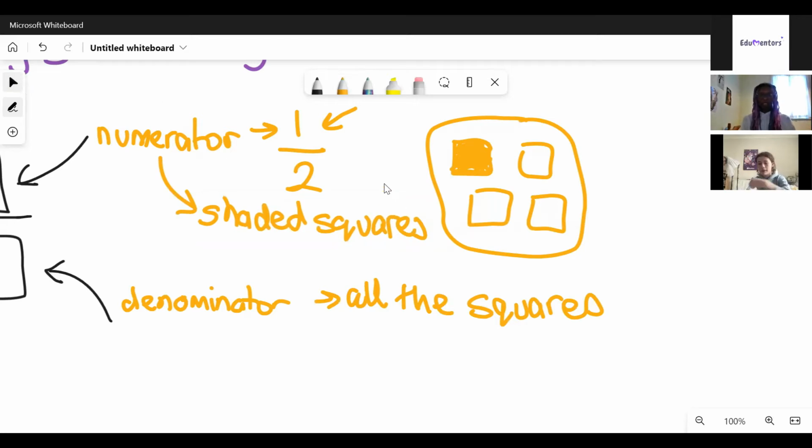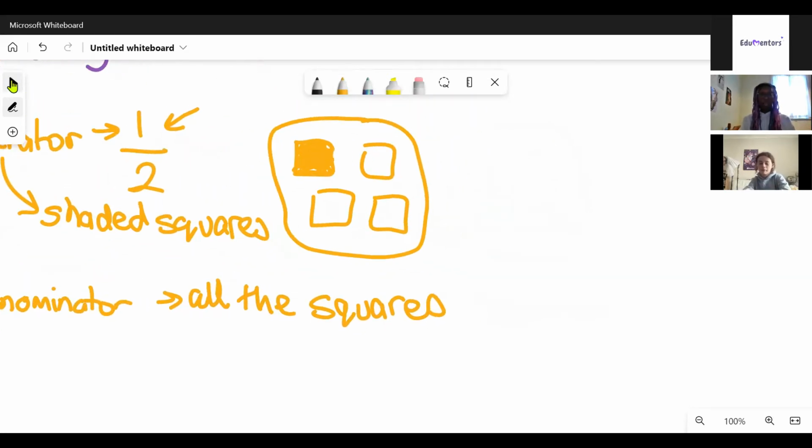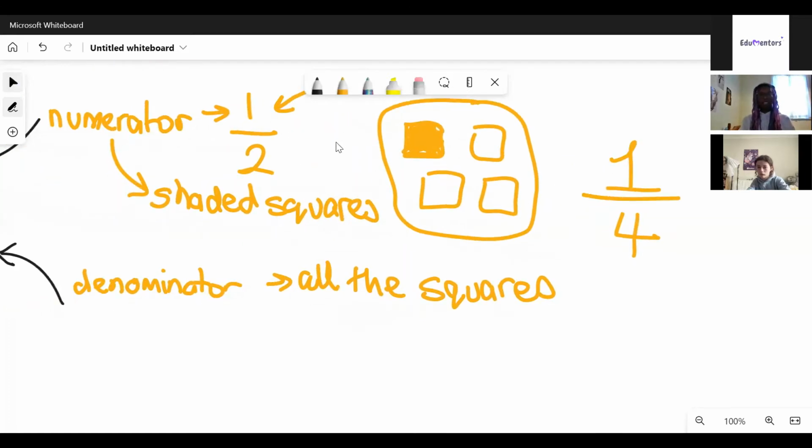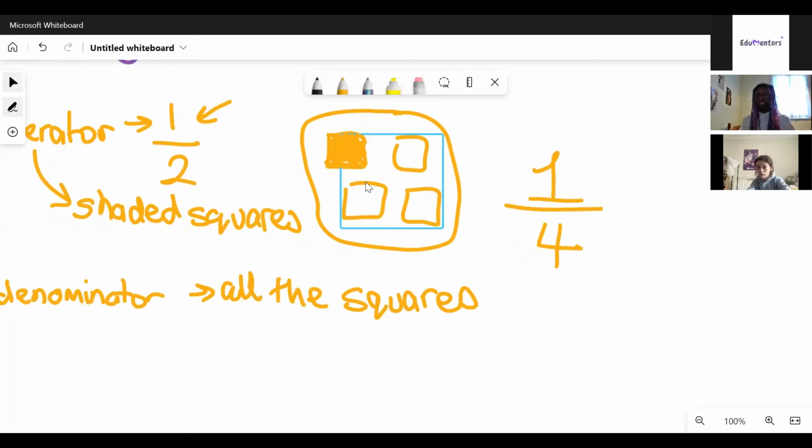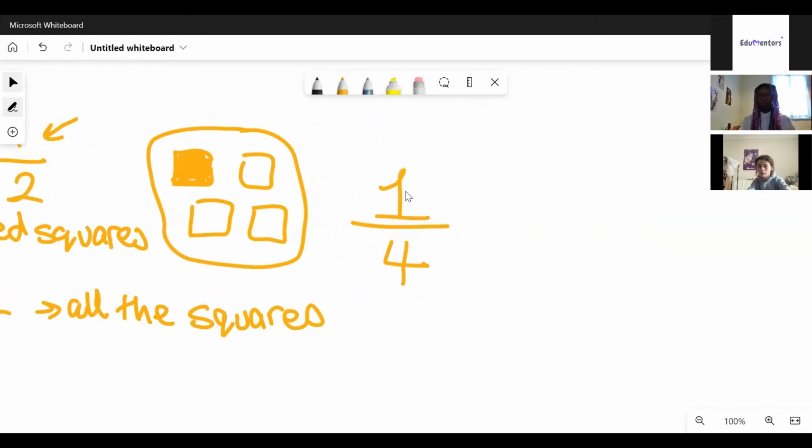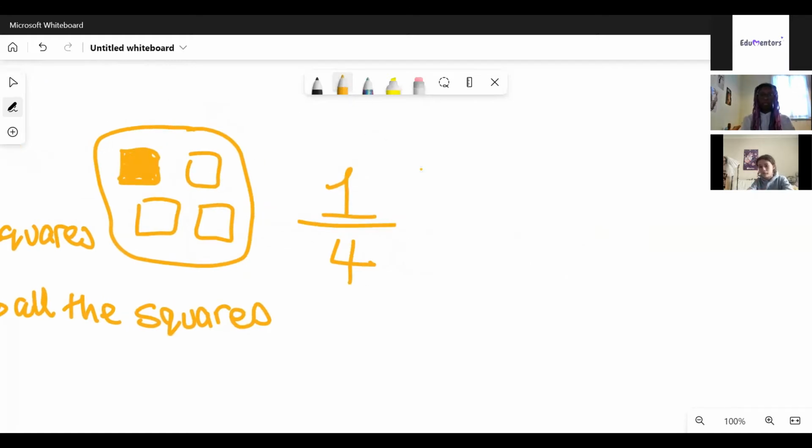That makes sense? So say in this case, how many squares do we have altogether? 4. Yeah, that's good. So that will be 4 squares in total, which is the denominator. And how many squares are shaded? 1. Yeah, 1. So that 1 represents the shaded squares, which would be the numerator. So that's telling us that 1 out of 4 of the squares are shaded, also known as a quarter. Does that make sense? Yeah.